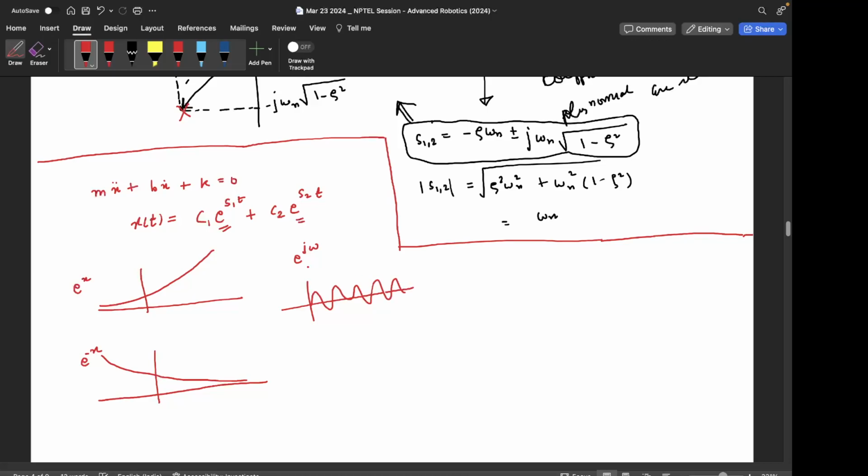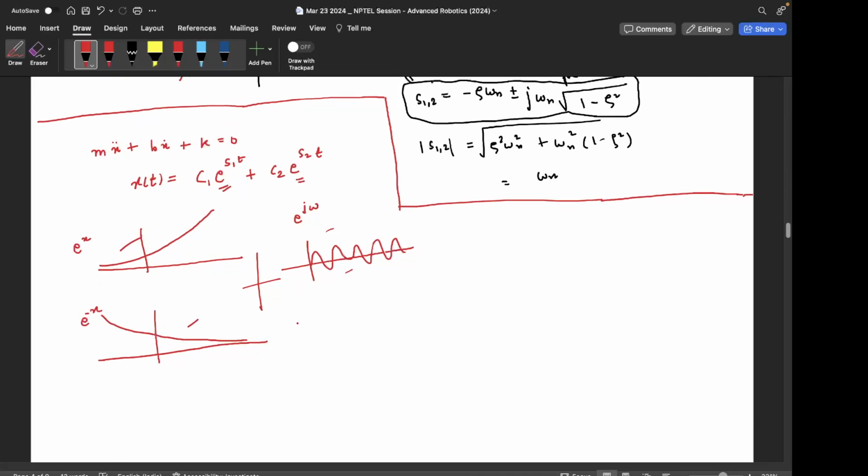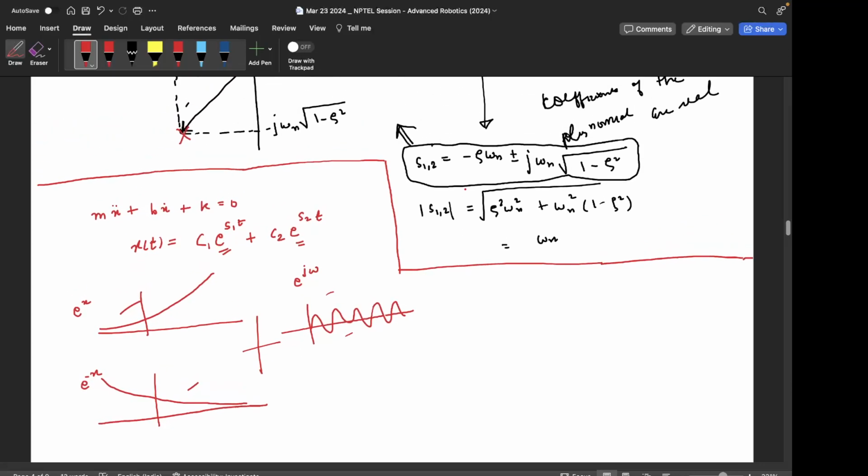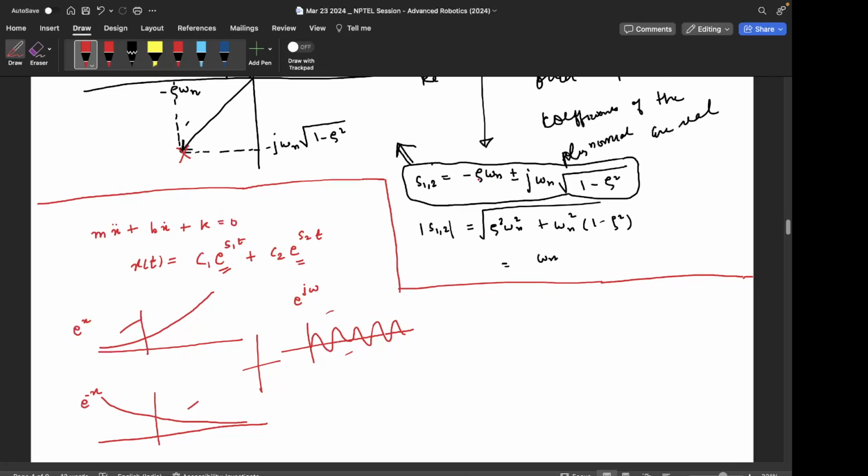Okay, so the total response of that second order system will be a combination of these, either this and this or this and this. The idea is that there should be no component in the solution which is growing with time. We can ensure that if the real part of the root is less than 0, because the oscillatory part will definitely not grow. If it's a pure oscillatory thing, it will just oscillate with a fixed amplitude, right?